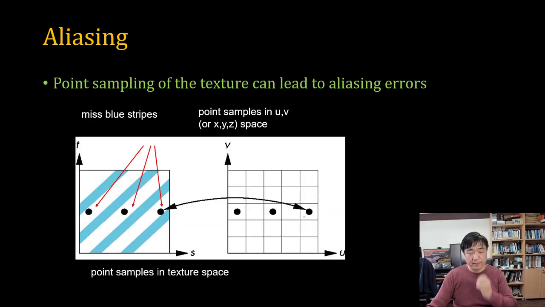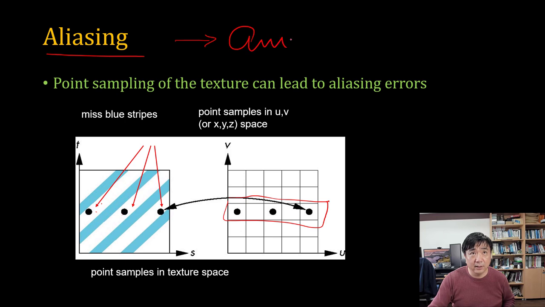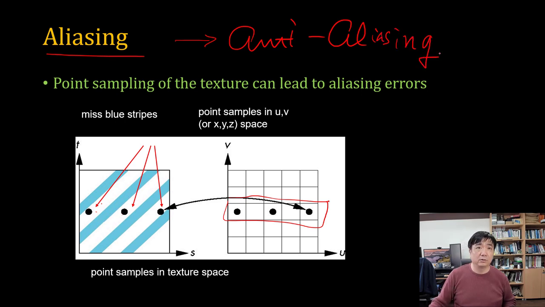Okay? So, aliasing. For example, we draw some 3 pixels, and in that case all 3 points go to here. But the image has blue stripes and white stripes alternately distributed. Unfortunately, the calculation only touched the white place, so all pixels will be white. Yes, that is aliasing. So to reduce aliasing, we need what? Yes, anti-aliasing is needed to solve this problem.